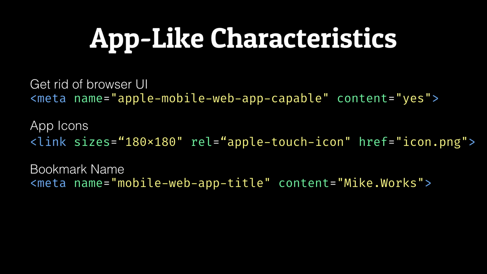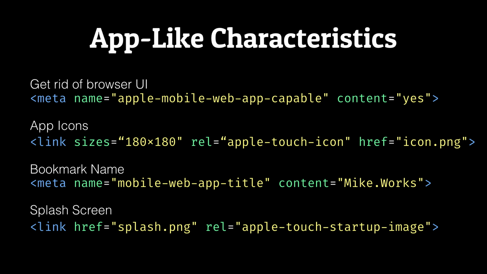We can provide an explicit bookmark name that will be used instead of the title tag. And this is useful if the title tag ends up being very long and we need a short bookmark tag because the number of characters allowed are much more limited. And then finally, splash screens can also be applied by link tags. And again, this can be defined on a per size and per orientation basis.